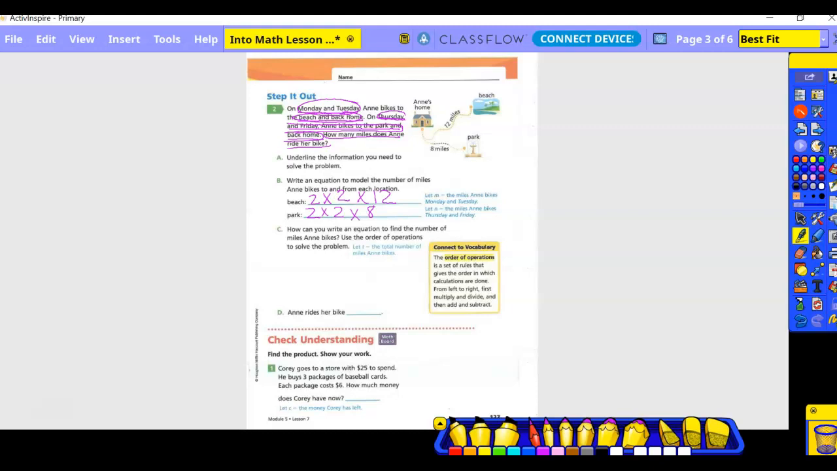Okay, so then they want us to show an equation that would find that answer. So we would group 2 times 2 times 12 plus the 2 times 2 times 8. So 2 times 2 is 4. So 4 times 12, which is 48, plus 2 times 2, which is 4, times 8 is 32.